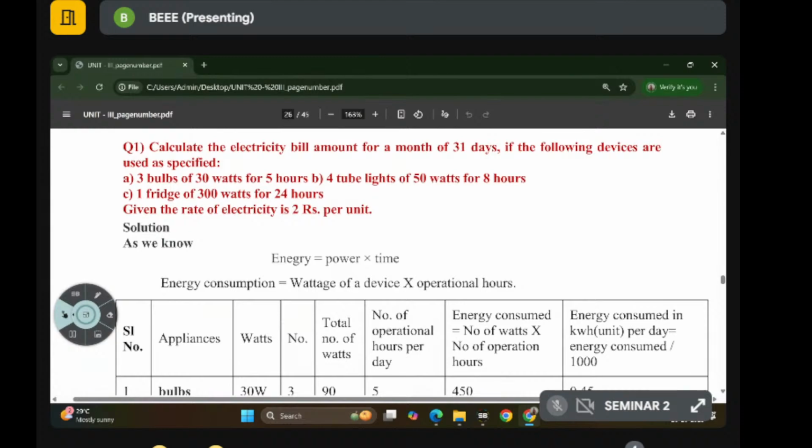The number of units consumed per day, you have to multiply by 31. No need to round that value. Number of units, no need to round. Only the amount you have to round. The total amount you have to round to the nearer value. 1470 means you may write 1470 or 1469 or 1471 here. No need to round the units.